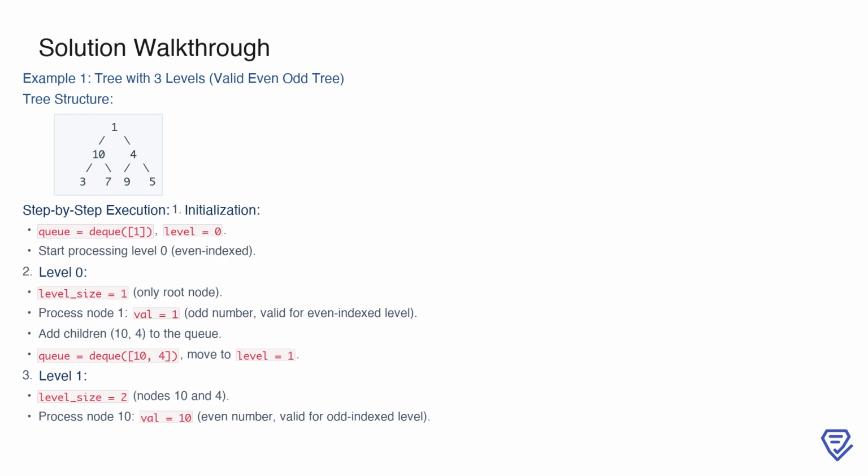Now, at level 1, the queue contains 2 nodes, 10 and 4. When processing the first node, 10, we see it is an even number, which is valid for an odd-indexed level. This means the tree remains valid so far.